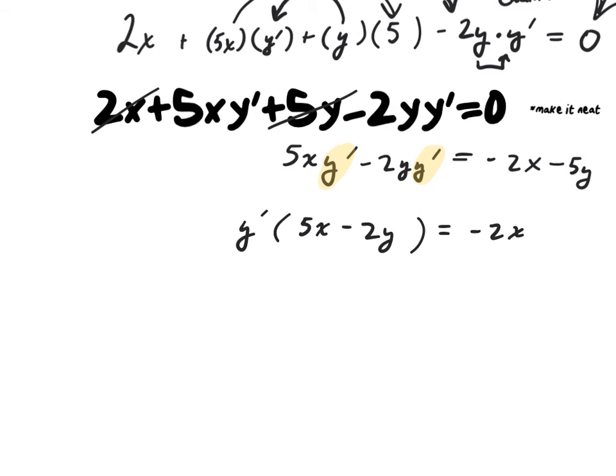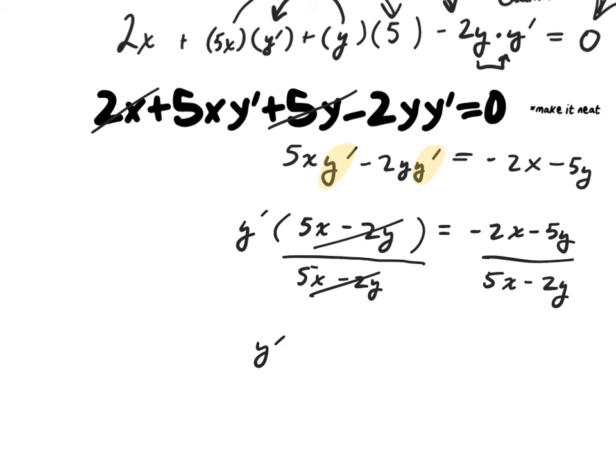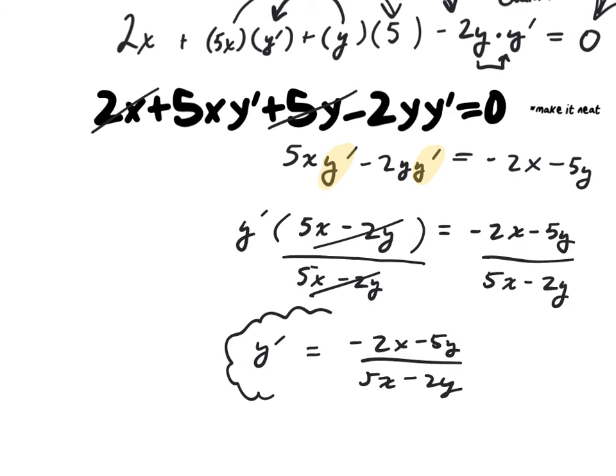And everything else, I just bring it down, which allows me to divide. I can divide by 5x minus 2y, and over here I can divide by the same thing, 5x minus 2y. And what that leaves me with is a y prime is equal to negative 2x minus 5y over 5x minus 2y. This is my derivative.